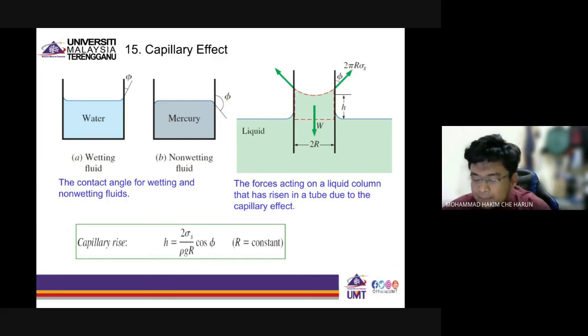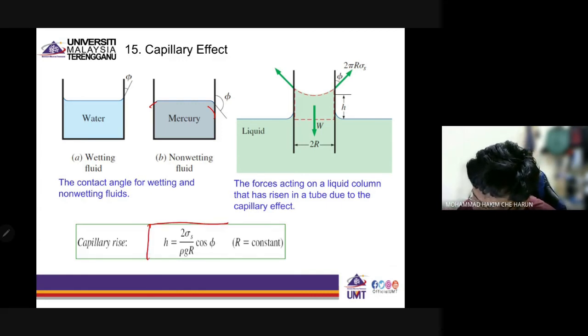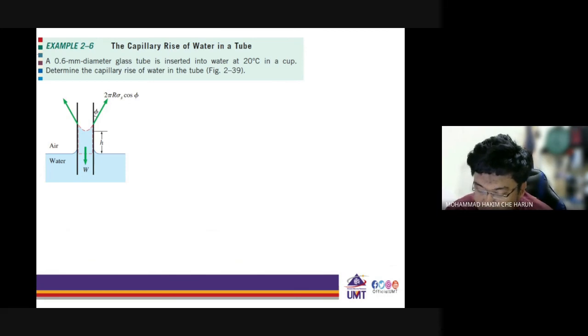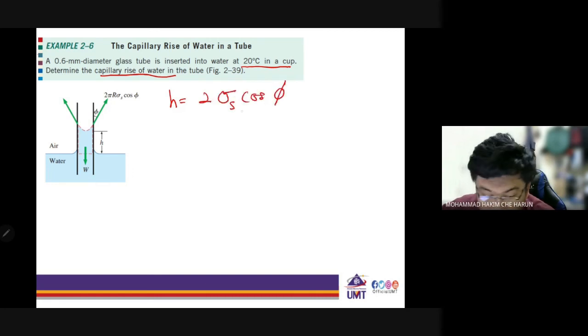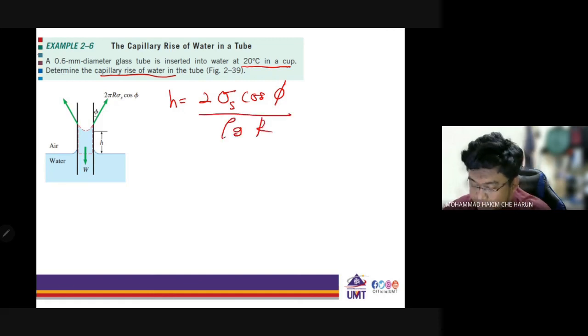Okay, the next one, the last one I guess, is the capillary effect. We have seen capillary before: for mercury, the capillary effect is usually downward, while for water it goes upward. So the capillary rise formula is h equal to 2 tau s divided by rho g r times cos theta. Let's do one more quite simple example. It says here a 0.6 mm diameter glass tube is inserted into water at 20 degrees C in a cup. Determine the capillary rise. So let's look back at the capillary rise formula: h equal to 2 tau s times cos theta divided by rho g r. Okay, so that would be the formula.